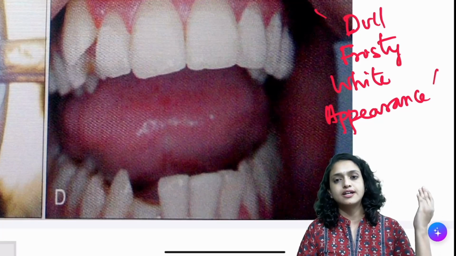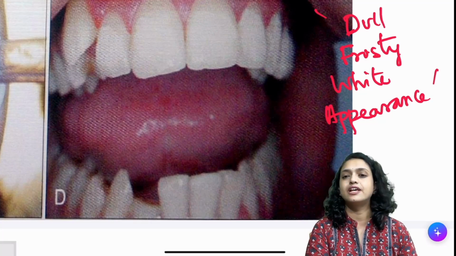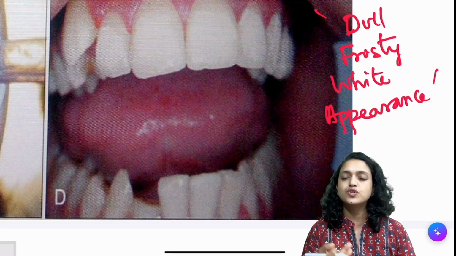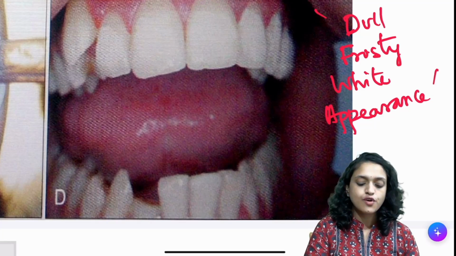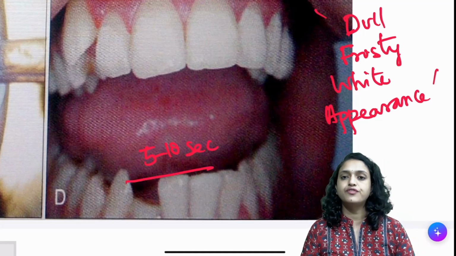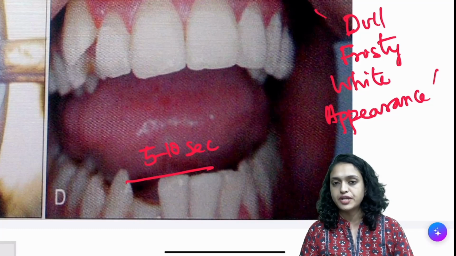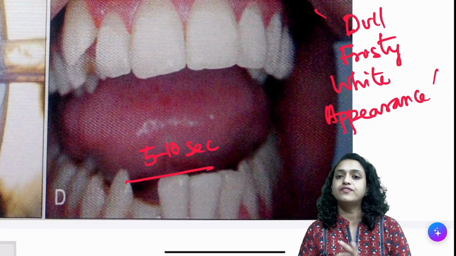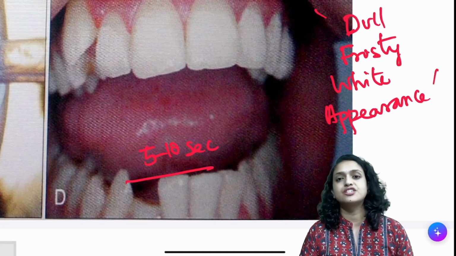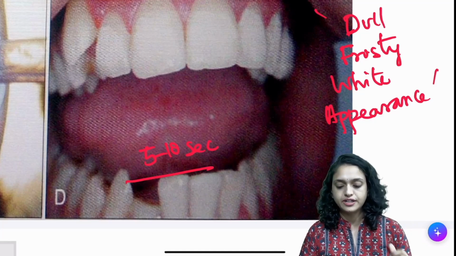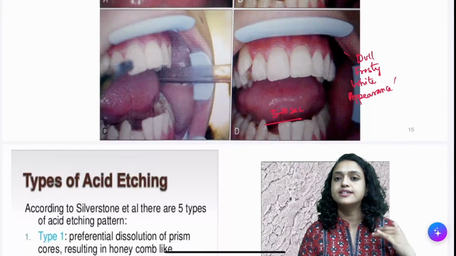In case, when you're washing it, there is again saliva contamination, or the patient moves their head or accidentally places their tongue onto the tooth surface, you're supposed to re-etch the surface for another 5 to 10 seconds. So re-etch the enamel for 5 to 10 seconds if there is any blood or saliva contamination after etching, or if the frosty white appearance is not there. The dull frosty white appearance is what you need to look for after drying the tooth. It is not seen in a wet tooth, it is seen in a dry tooth.